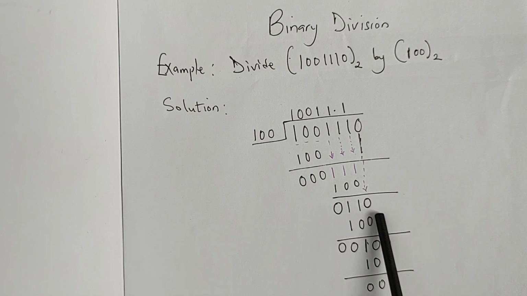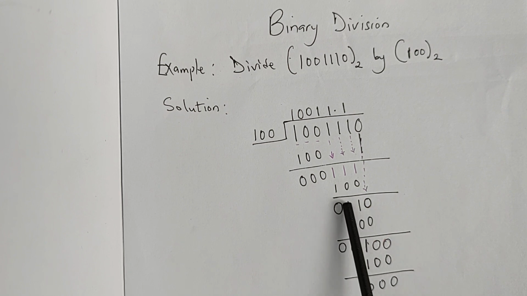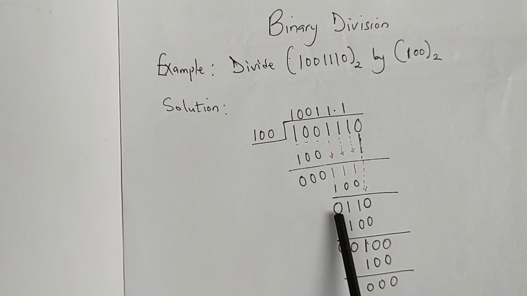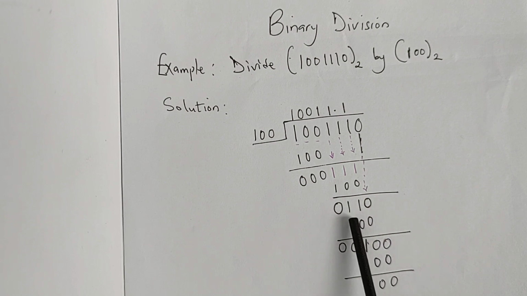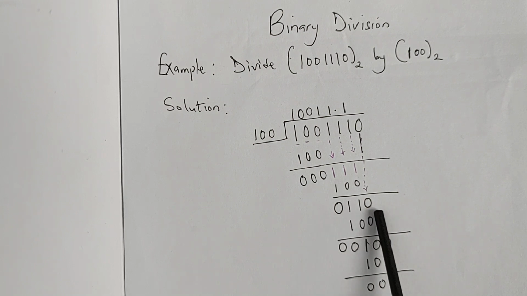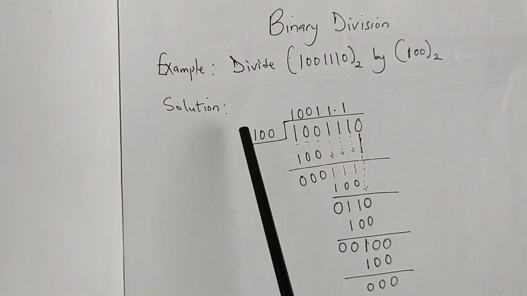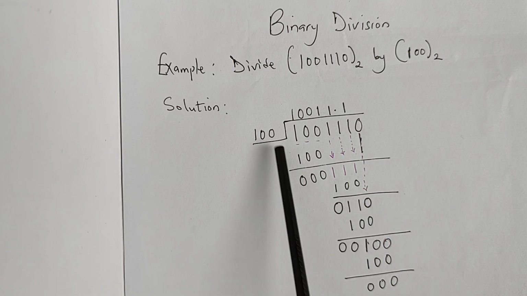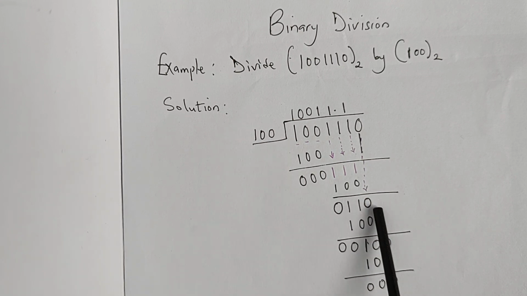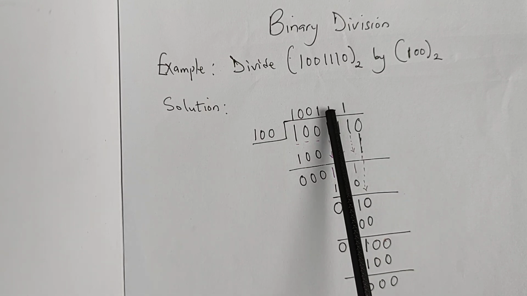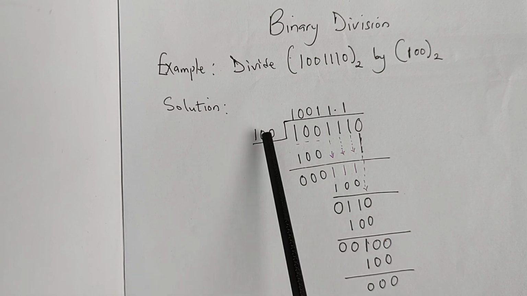Now if you look at these 3 bits, this 0 before 1 is actually not significant. We can as well ignore it, not even write it. So we consider 110, these 3 bits. Once you have 110, it means you have 4 and 2 present, which is 6. 6 is larger than 4, which is 100. So how many times can 100 go into 110? Which is like saying how many times can 4 go into 6? It's 1. So we write down the 1 up here, and then we say 1 multiplied by 100.